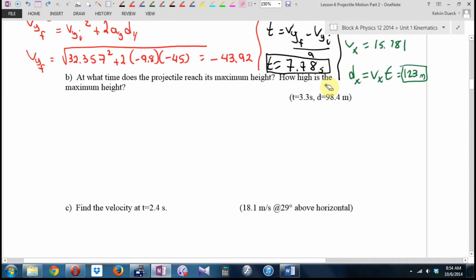And part C is exactly number 5, like you asked me. I'm going to give you time, and I'm going to say, tell me the velocity, magnitude, and direction at a given point.